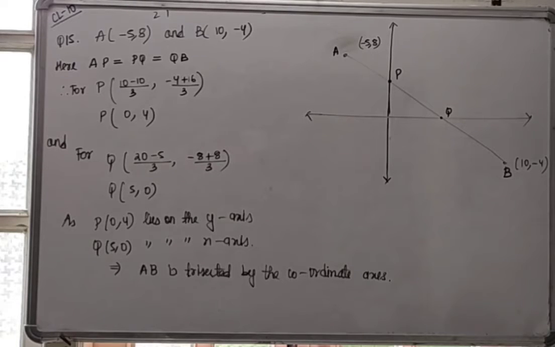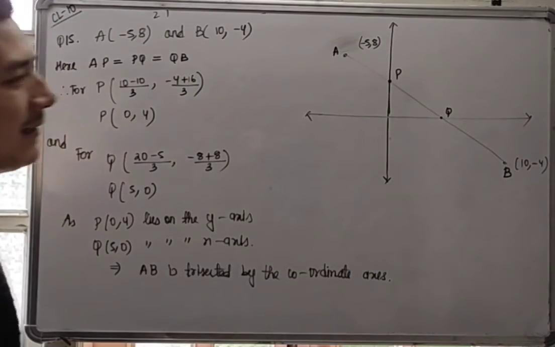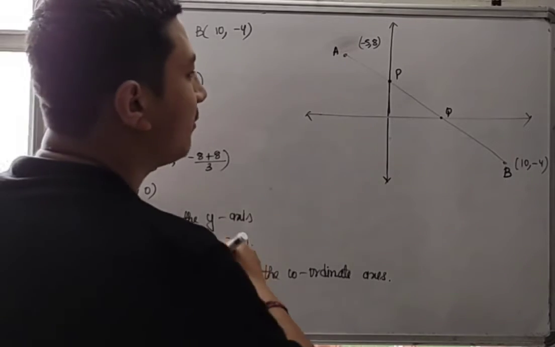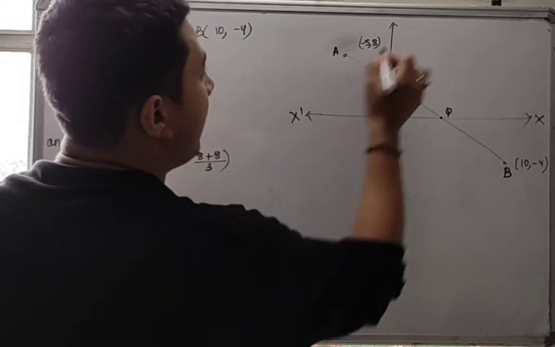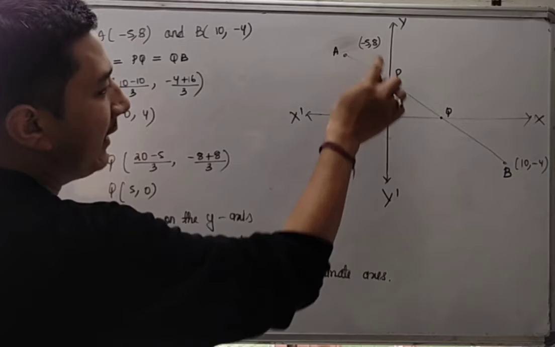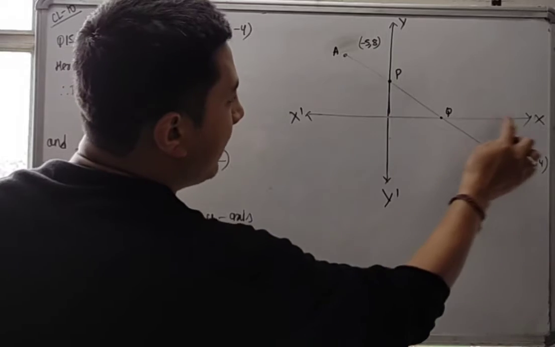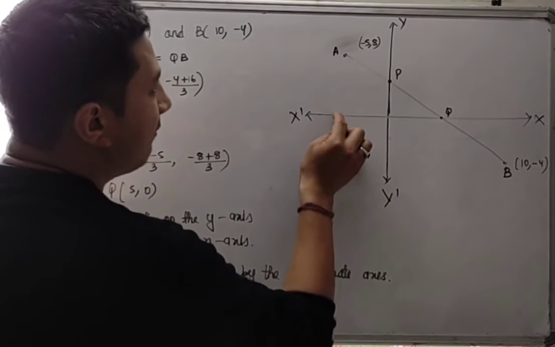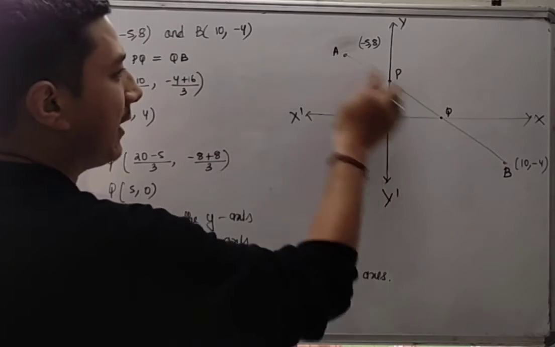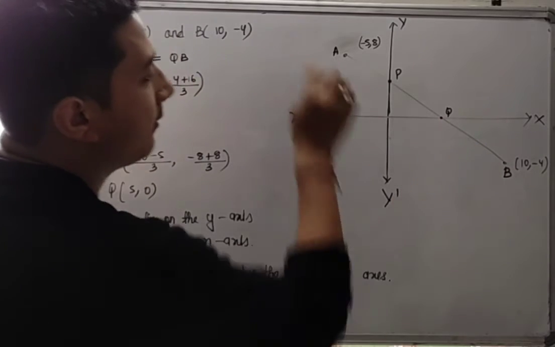question is similar to this, but we have to show that this straight line AB is trisected by the coordinate axis. Coordinate axis means the x-axis and the y-axis. Okay, take 2 points. According to the question, the points are (-5, 8) and (10, -4). So (-5, 8) lies on the second quadrant. (10, -4) lies on the fourth quadrant. Okay, if you join, you'll get a straight line which touches the y-axis and also touches the x-axis, like this.